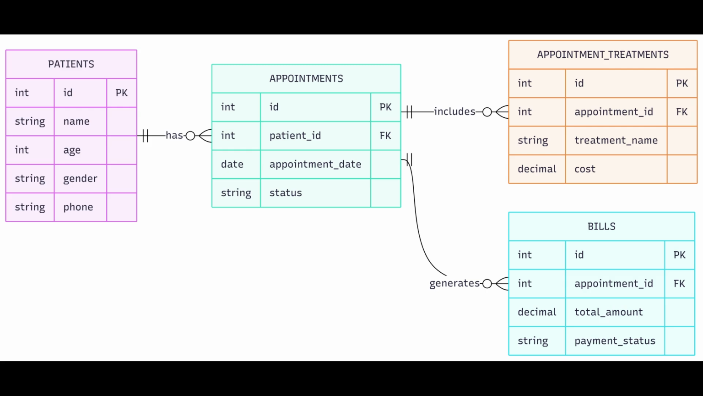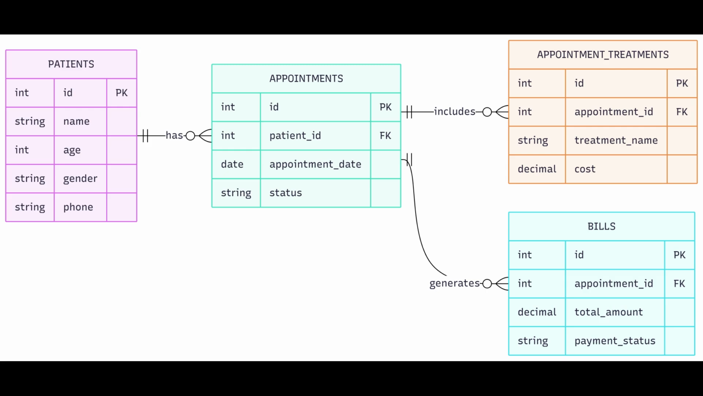Finally, each appointment generates a bill which is stored in the bills table. The bills table contains the total amount and payment status for each appointment, and it is also linked back to the appointment table through the appointment ID foreign key. So overall, this relational structure helps maintain data consistency and keeps the database well organized.